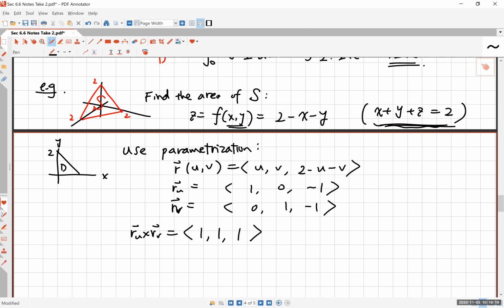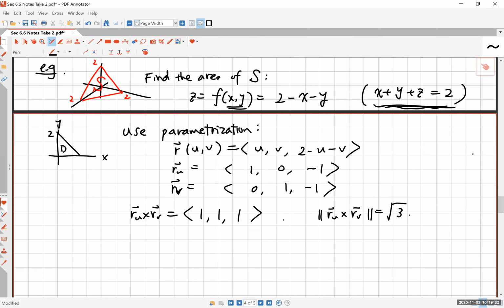Okay, so it looks like it's just 1, 1, 1, and the magnitude is not 3, of course. It's the square root of 3, right? All right, so now we have to figure out what the limits are.